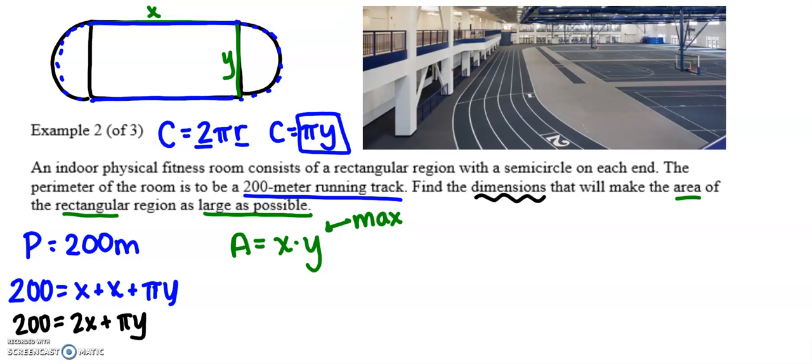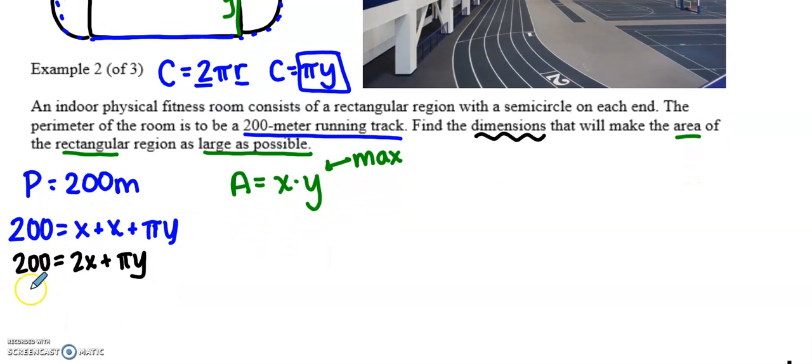If you wanted to, you could change your variables, and instead of calling this y, call this r and this r, and then use 2r. It's up to you, but I'm going with my variables that I have assigned. So next thing then, I want to use the helper equation to get things into one single variable. Well, I'm going to choose to make that single variable into x's. So I'm going to solve this for x. So I'm going to have 200 minus pi y all over 2 is going to be equal to x.